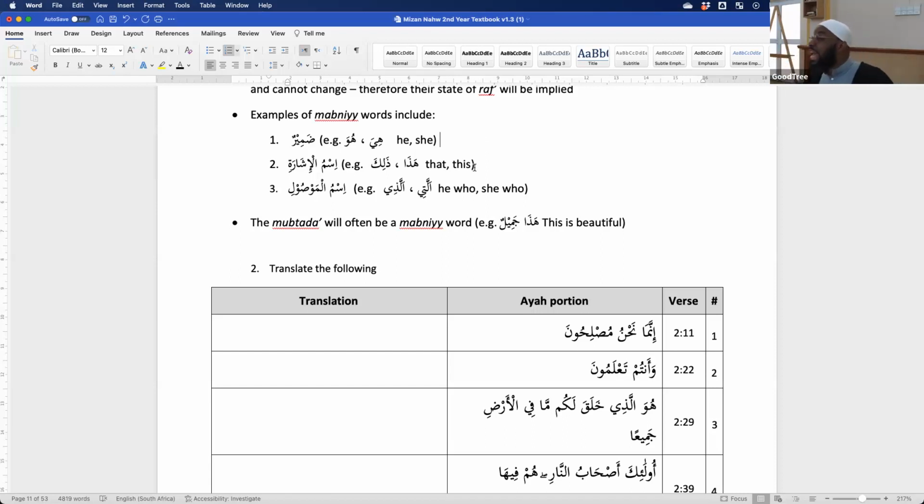Like you say, ذَلِكَ الْكِتَابِ. ذَلِكَ الْكِتَابِ is supposed to mean that book. But how do you translate it? That is a book. Most of the time we translate it as, that is the book in which there is no doubt. So can you see that? Fine. Okay.